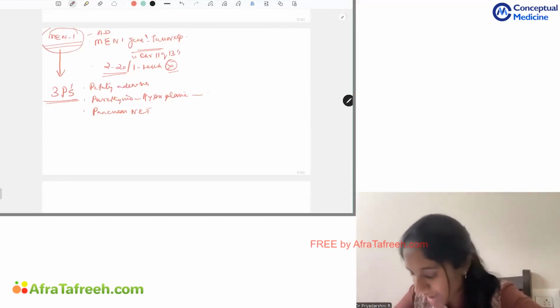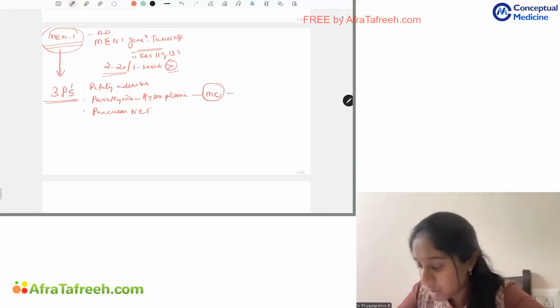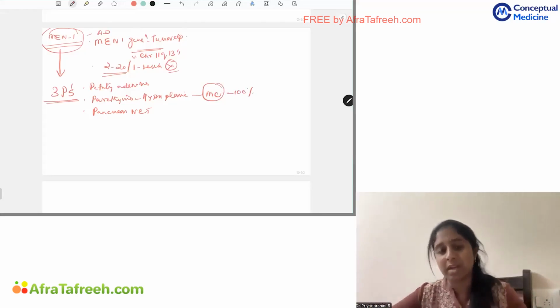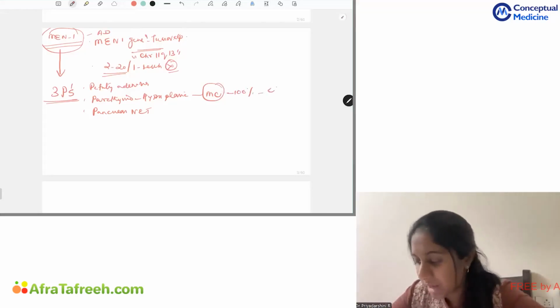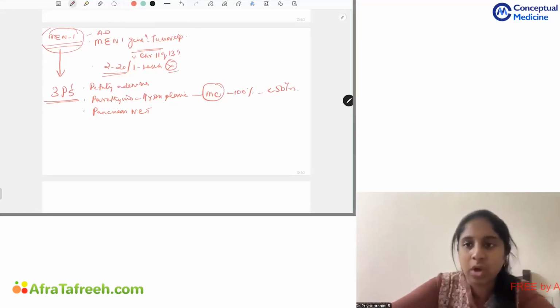Of these, parathyroid manifestation is most common in MEN1 syndrome. Around 100% of those harboring this mutation will definitely manifest these parathyroid manifestations, and that too will happen below 50 years of age. Within 50 years of age, they will have all the manifestations of MEN1 syndrome.